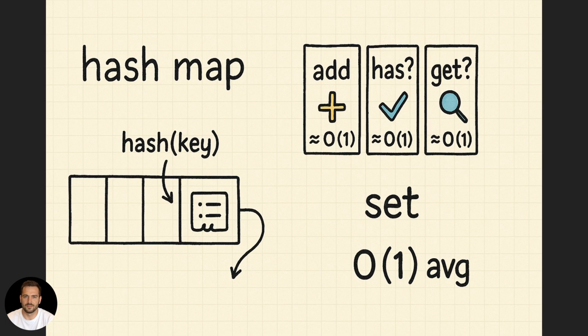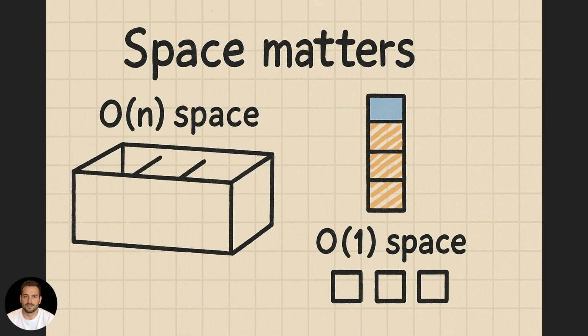5. Hash maps and sets usually give O of 1 average time for add, check, and get. 6. Space matters too. If you build a brand new list of size n, that is O of n space. If you keep a few variables, that is O of 1 space.